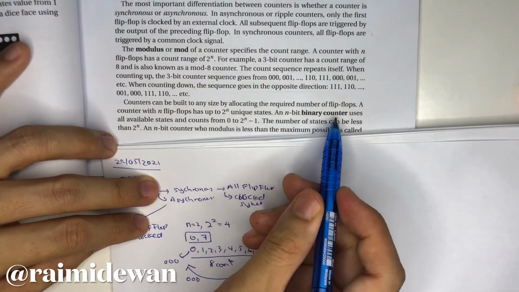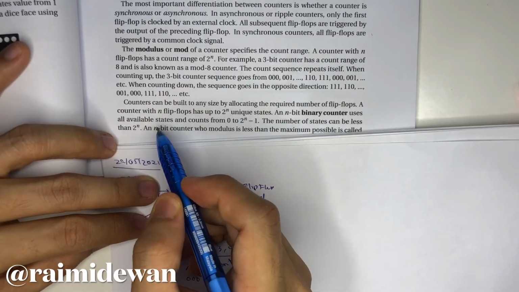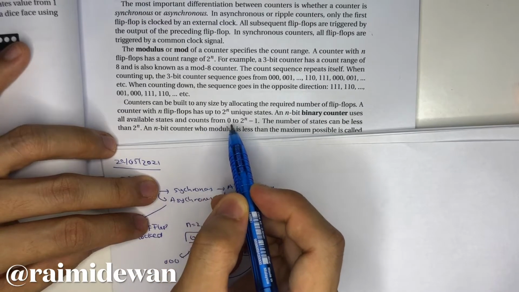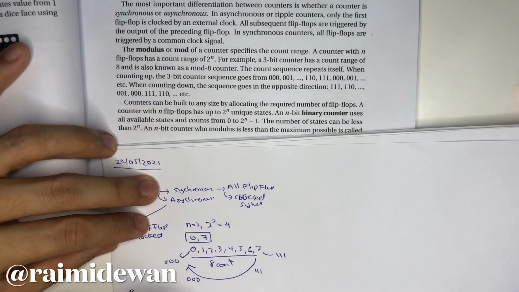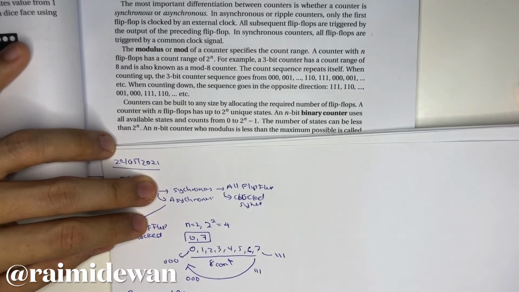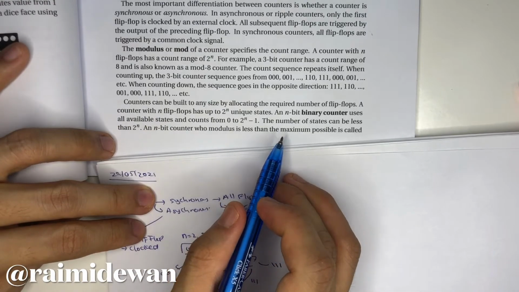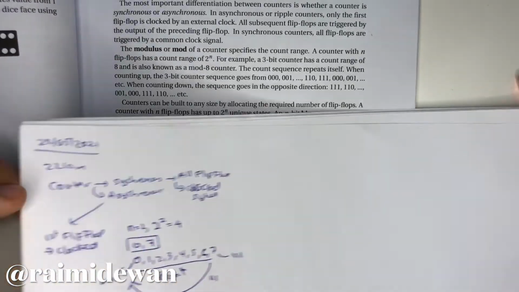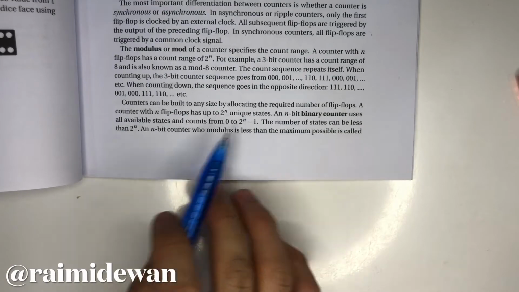An n-bit binary counter, you see the word binary, uses all of the states and counts from 0 to 2 to the power of n minus 1. So for n bits, it will count from 0 to 2 to the power of n minus 1 for binary counters. Here, the number of states can be less than 2 to the power of n.